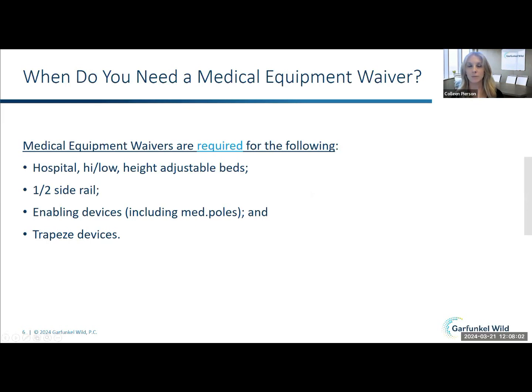So when do you need a medical equipment waiver? Medical equipment waivers are absolutely required for hospital beds, high-low beds, height adjustable beds, half side rails, enabling devices, and trapeze devices. So if you are looking to get any of these pieces of equipment for your residents, you will need to submit a waiver request.